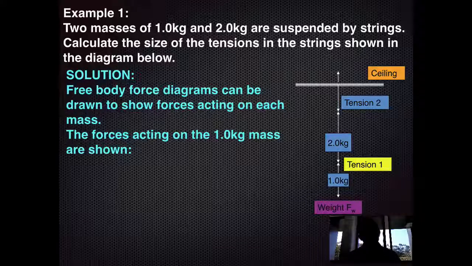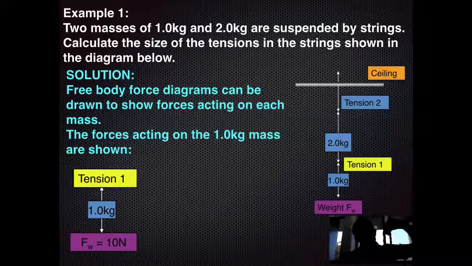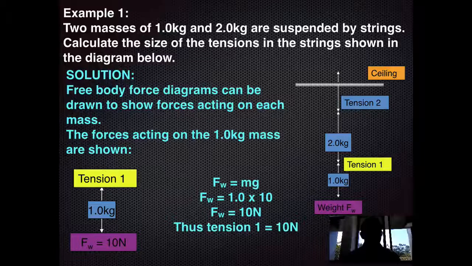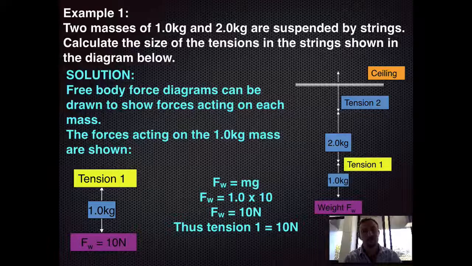The 1 kilogram mass is pulled down by the force of gravity, hence its weight force. So it has the weight force acting downwards and a tension force acting straight up. The weight force will be 10 newtons, which is 1 times 10, the acceleration due to gravity, which means the tension force is going to be the same because it's acting upwards and it's not moving. Note, Newton's first law says if no net force is applied, it will not accelerate.